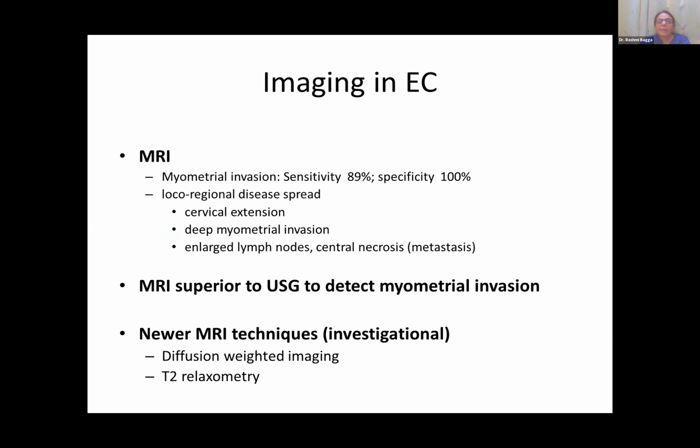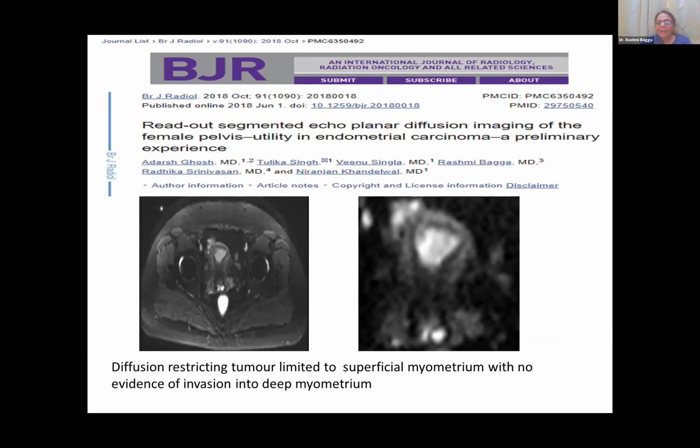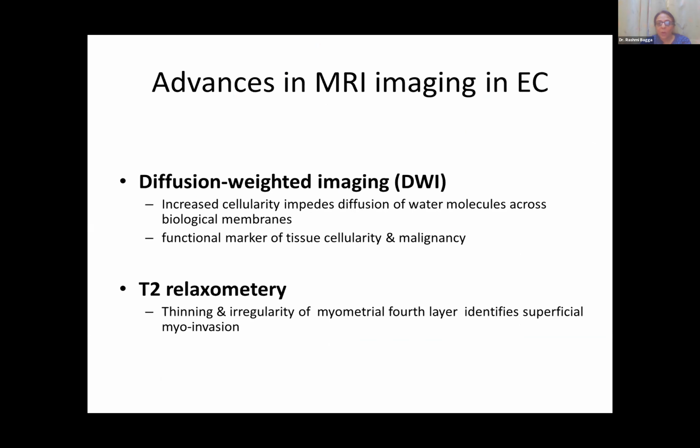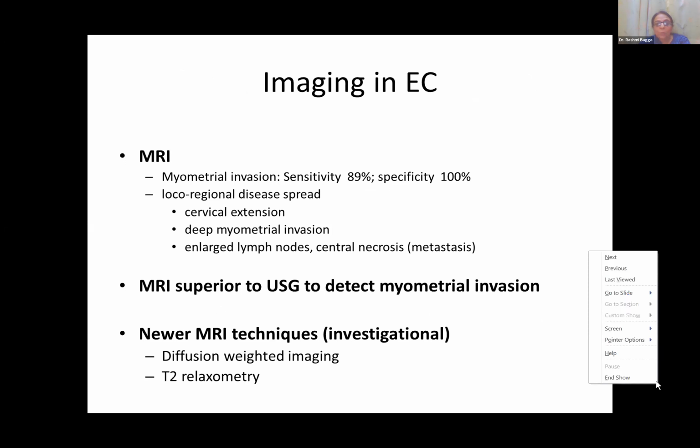So the other cornerstone of selecting women for fertility sparing is imaging. And it was very nicely shown in a previous slide that imaging by MRI is the method of choice, because MRI is superior to ultrasound to pick up myometrial invasion, with a higher sensitivity of 89% and specificity of 100%. It can pick up loco-regional disease spread, cervical extension, deep myometrial invasion, or enlarged lymph nodes.